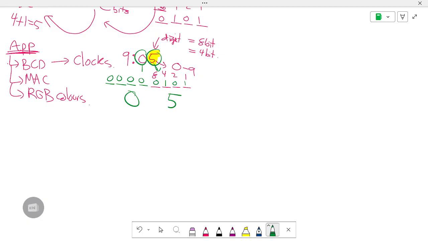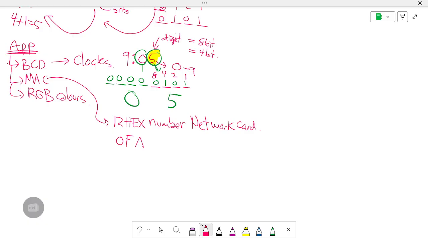MAC address. Who can tell me about MAC address? Yes, Uma? It consists of 12 hex specifications. Yeah, it has 12 hex numbers, and it's in your network card. It looks like something like this, 0, F, A, and it has these little separators. 12 hex digits is equivalent to 48 bits.